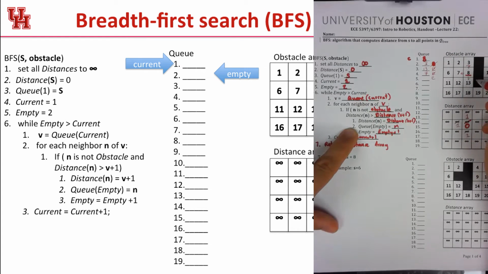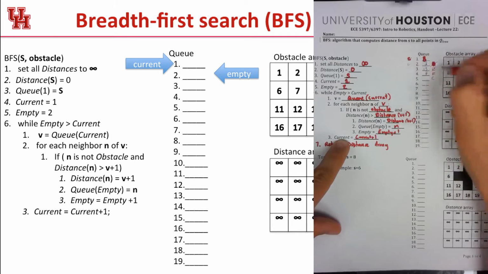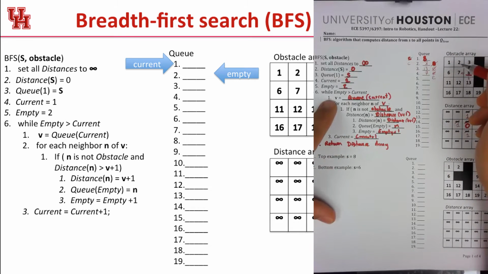Now I've done all my neighbors from here, so I'm going to pop out of this for loop. I'm going to say v is equal, then I'm going to increment my current pointer. So now my current pointer is pointing at 3. I'm going to grab that. I'm going to look at each of the neighbors of 3. So the first neighbor I have is 4. 4 is an obstacle. I can't do that. Next one is 8. The distance from here would be 1 plus 1, that would be 2, but 0 is less than 2, so I'm not going to add that in there.